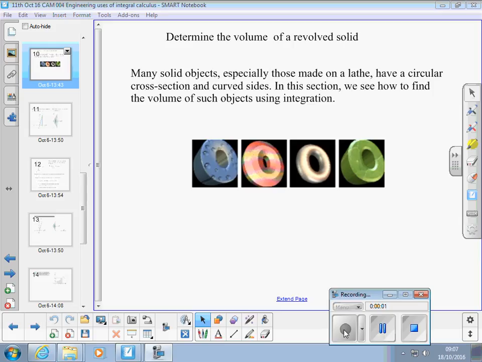Picking up then from where we left off last time, using integration to determine the volume of revolved solids, things like what you would make on a lathe, integration can be used to do that, like this.